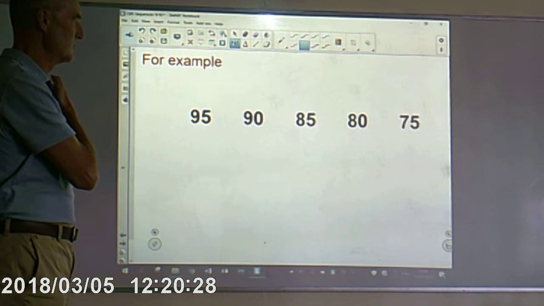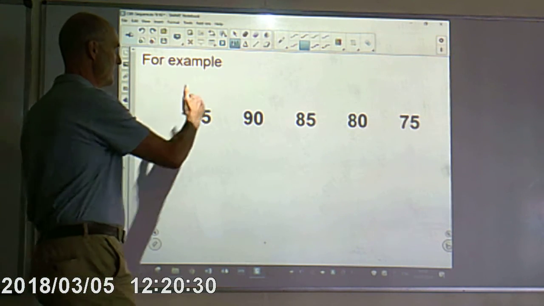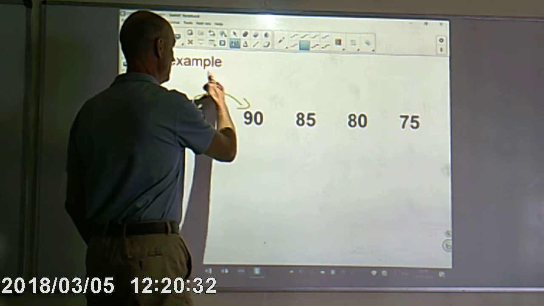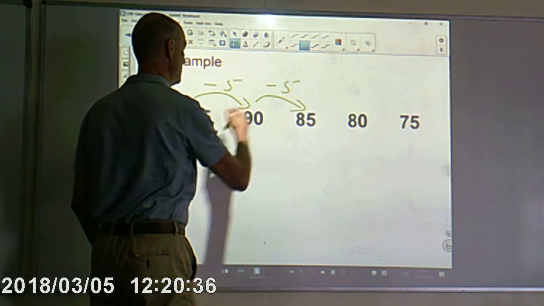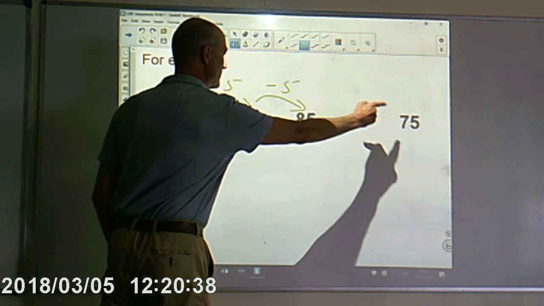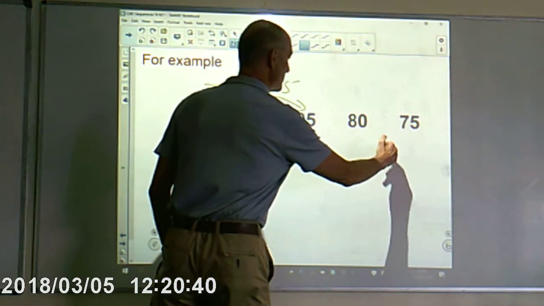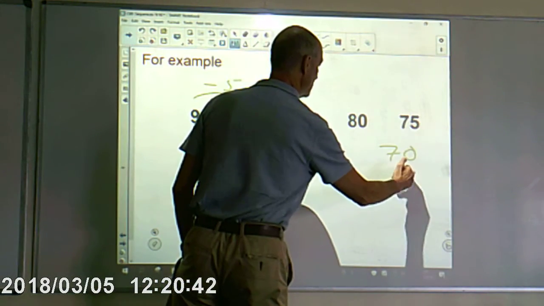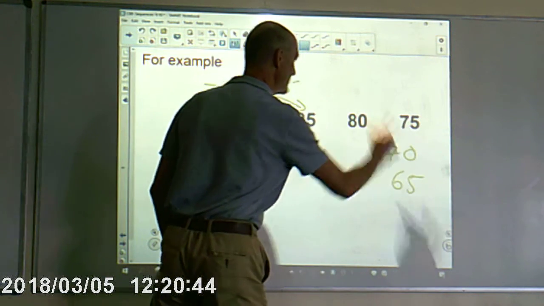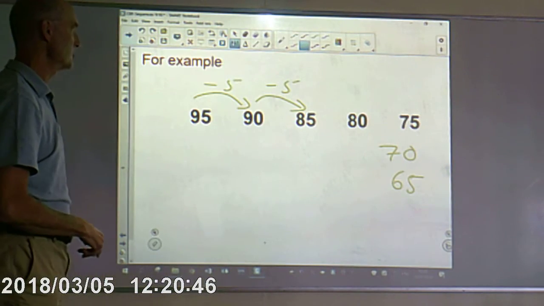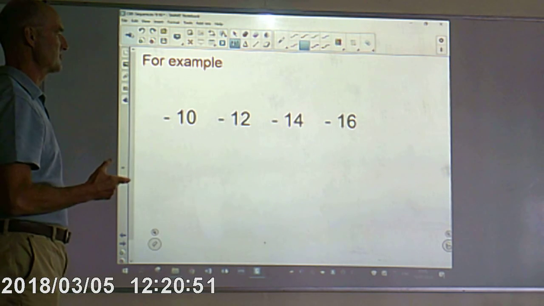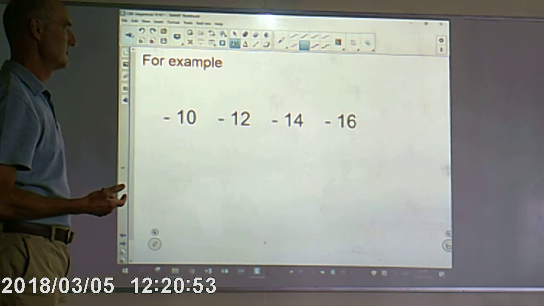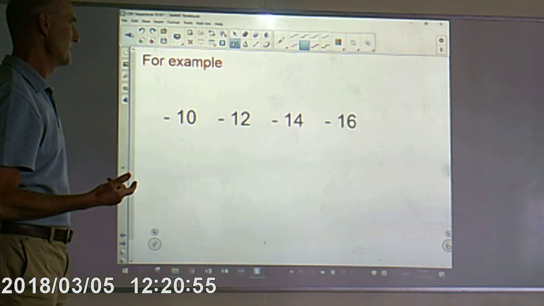What about this one? We're going down by 5 each time. First term, second term, third term, fourth term, fifth term. Next terms are going to be 70 and then 65. We're going down by 5 each time. These are all examples of arithmetic sequences, the same difference between each of the numbers.